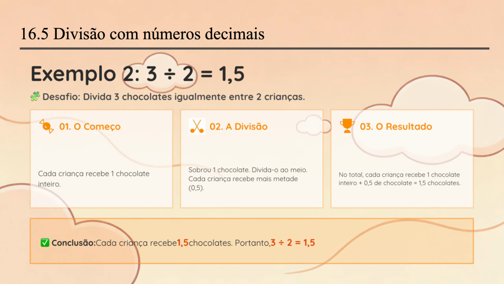Now let's try another one. 3 divided by 2. If you have 3 chocolate bars and 2 friends. First, you give each child 1 whole chocolate bar. You have 1 chocolate bar left. You then split that 1 into 2 halves, and each friend gets 1 whole chocolate and half of a chocolate, which is 1.5. So 3 divided by 2 equals 1.5.